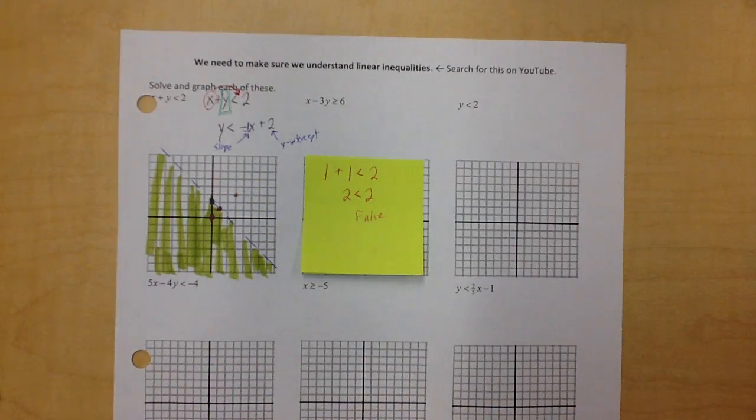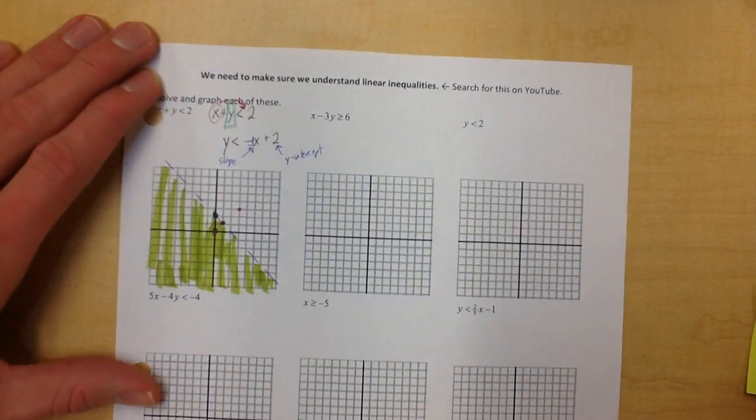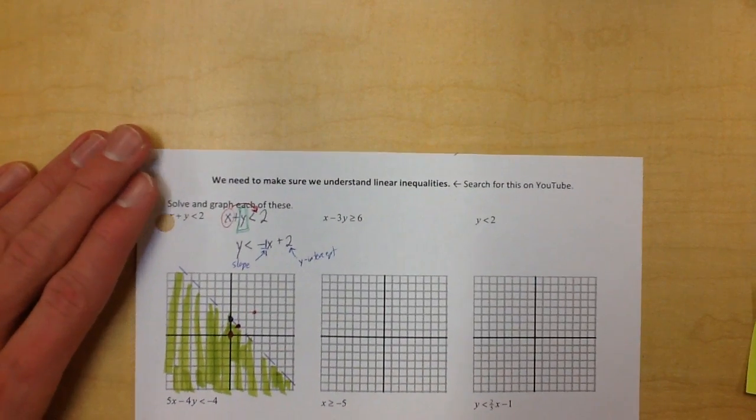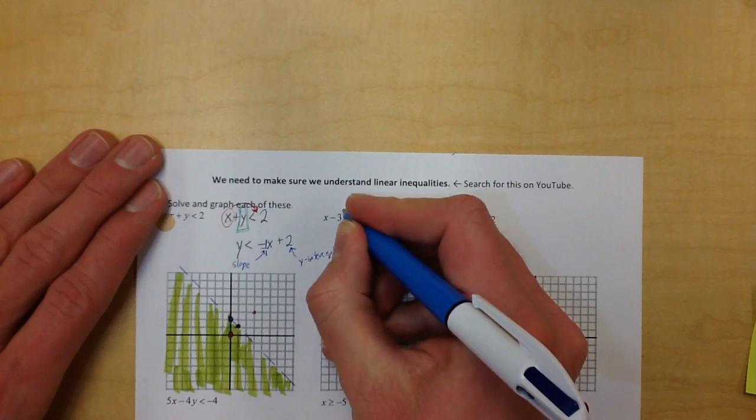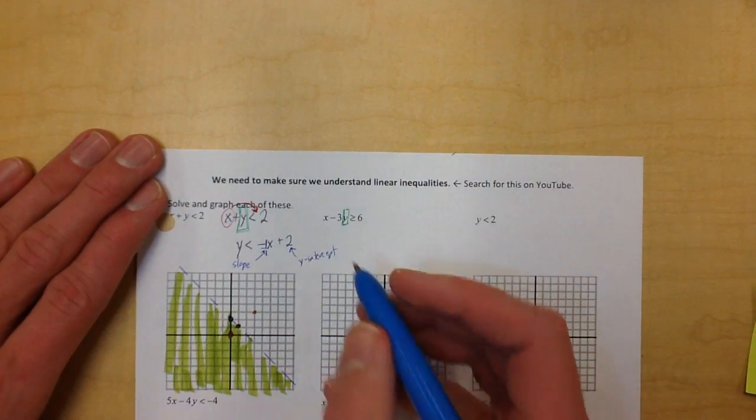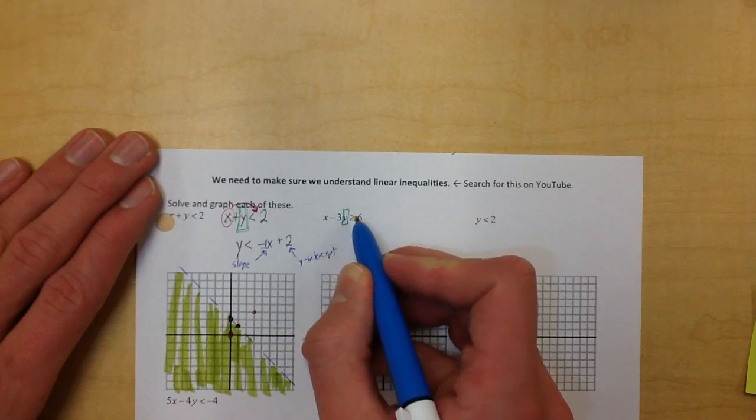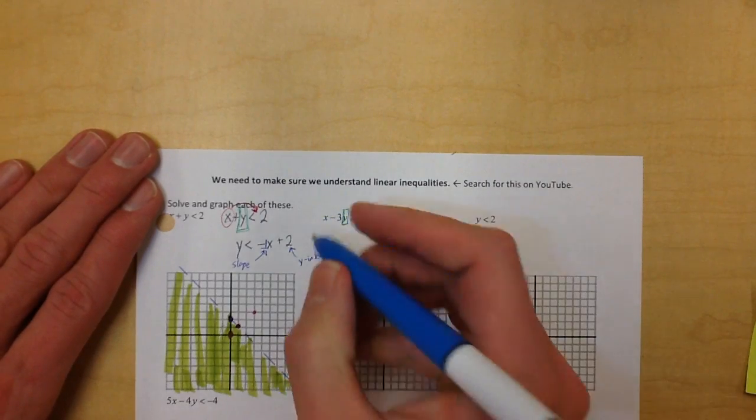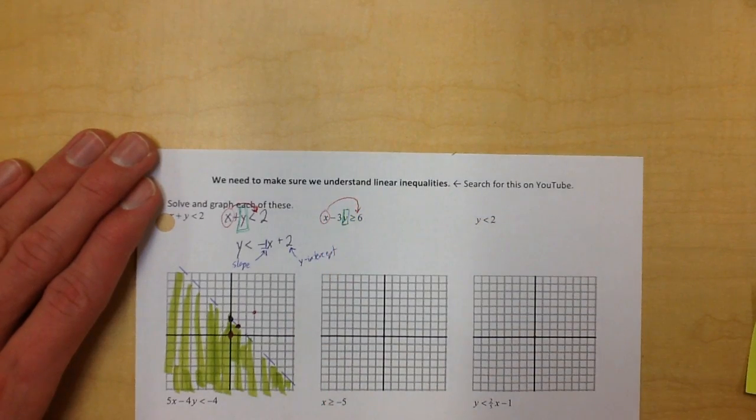Okay, let's move on to the next one. This is where it gets a little bit trickier. Here goes. We need to get y by itself. In order to get y by itself, we will move the x to the other side. When we move this x to the other side, it becomes negative.